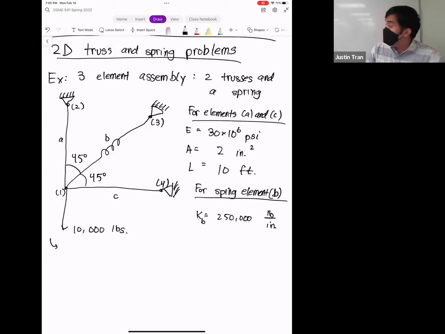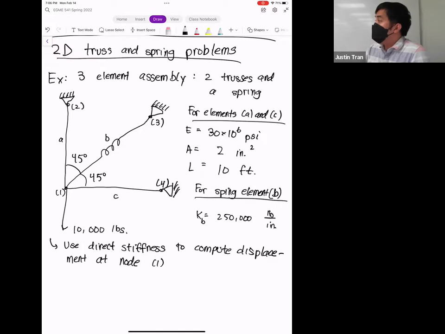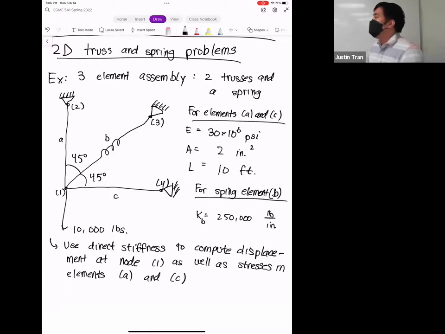Under this setting, we want to use the direct stiffness method to compute the displacement at node 1, as well as the stresses in elements A and C. In our two truss bars, once we have our displacement solution, we can use that to compute the stresses using the formulas and techniques that we went over at the very end of class on Wednesday.